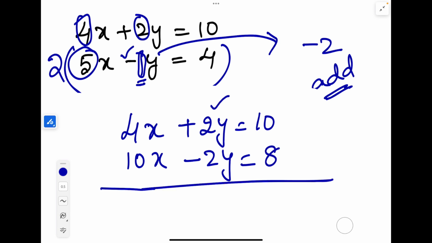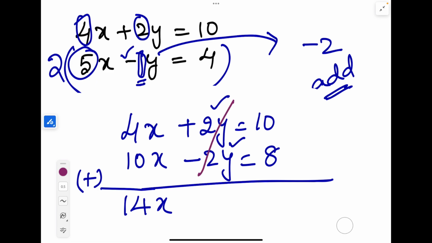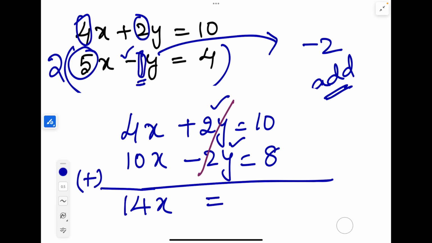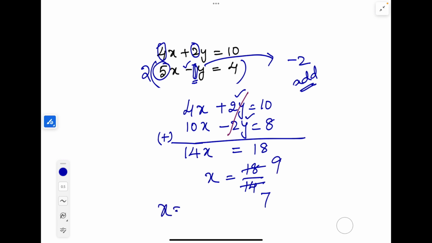Now we have plus 2y and minus 2y which will get eliminated if we add both the equations. So 4x plus 10x is 14x, and plus 2y minus 2y gets eliminated. So we will be getting 10 plus 8 as 18. That implies x is equal to 18 by 14, and 2 9s are 18. So x value we will get as 9 by 7.